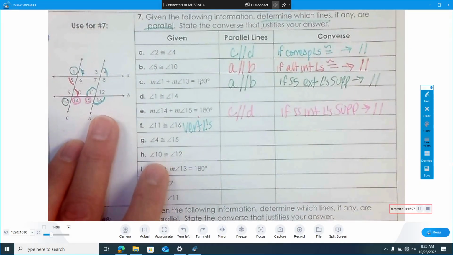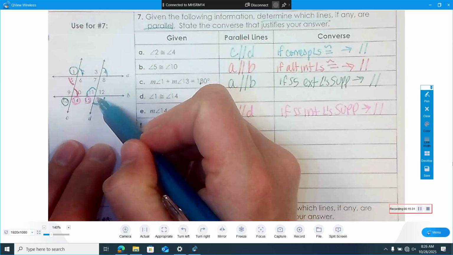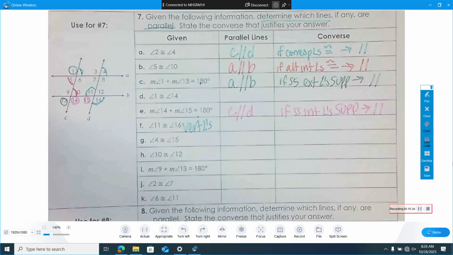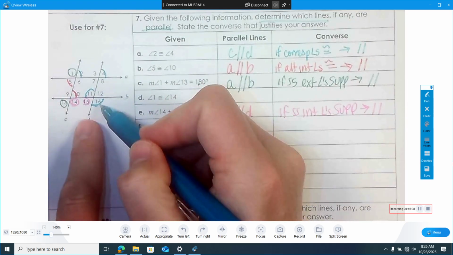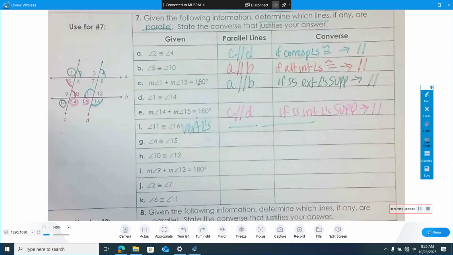But does it give us parallel lines? No, it doesn't. It only touches two lines. We're not touching two parallel lines and a transversal. So those are just two intersecting lines. It leaves everything out. So there are no parallel lines there. All right, any questions so far?